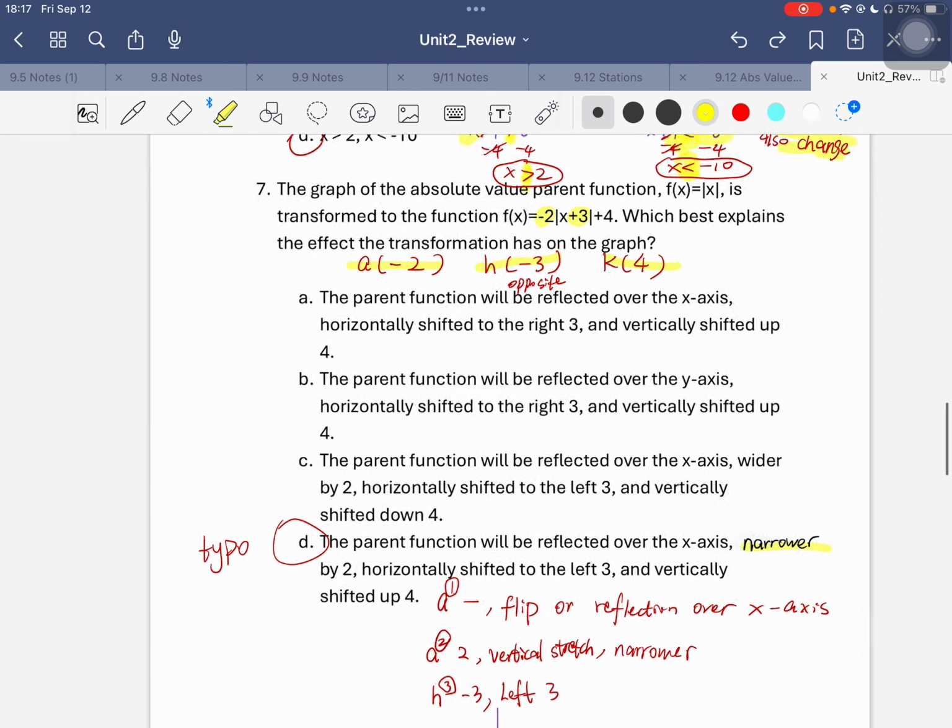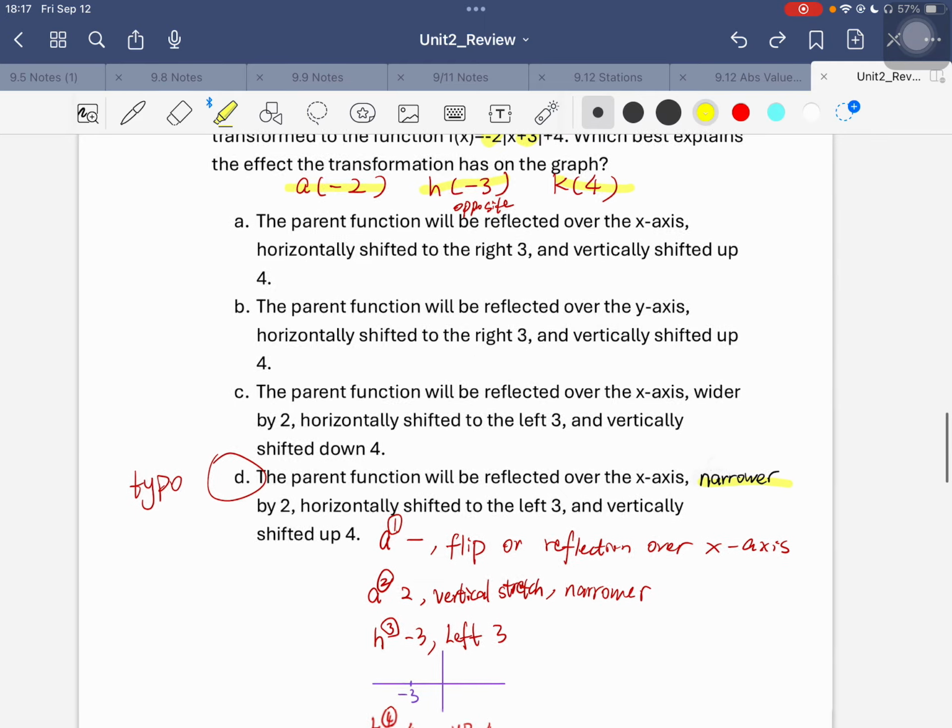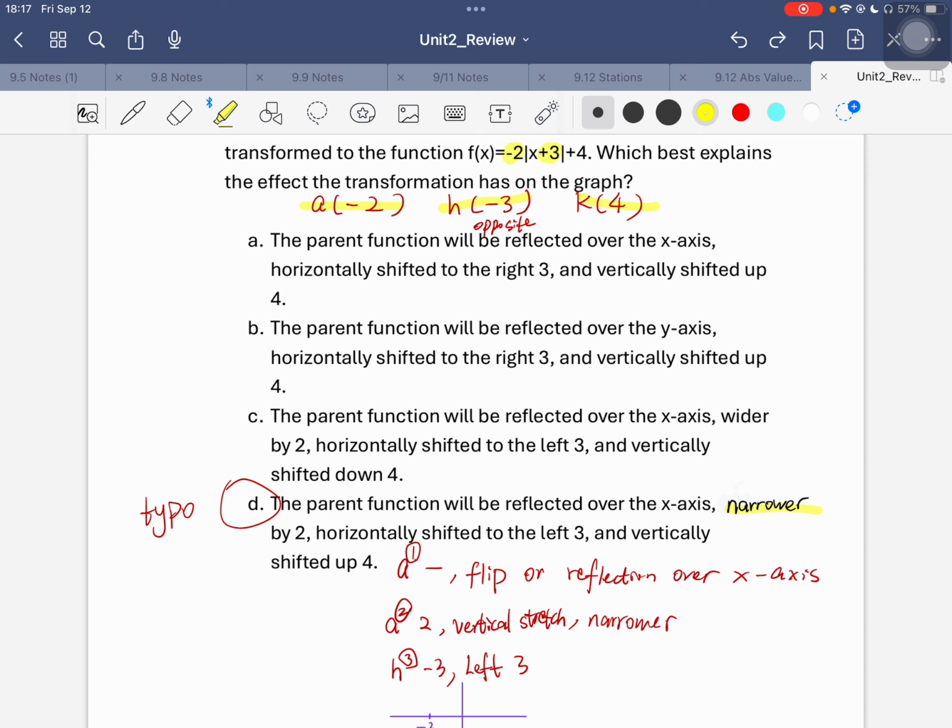So for A, there are 2 steps. Step 1, we see it's negative, so it's a flip or a reflection over the x-axis. If A is negative, it looks like a mountain. And then the second step for A is 2 because it's -2. It's a vertical stretch by 2. If it's vertically stretched, that means it's narrower because the slope is getting bigger. The rise over run is bigger.